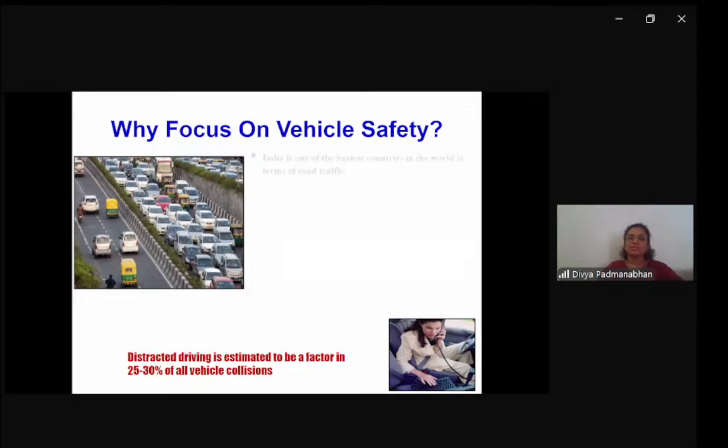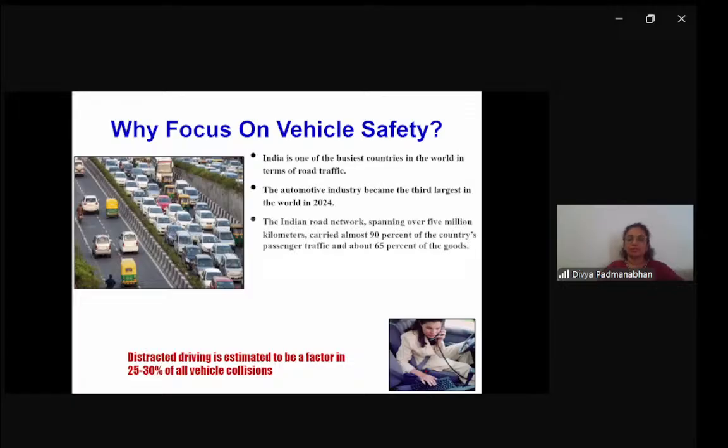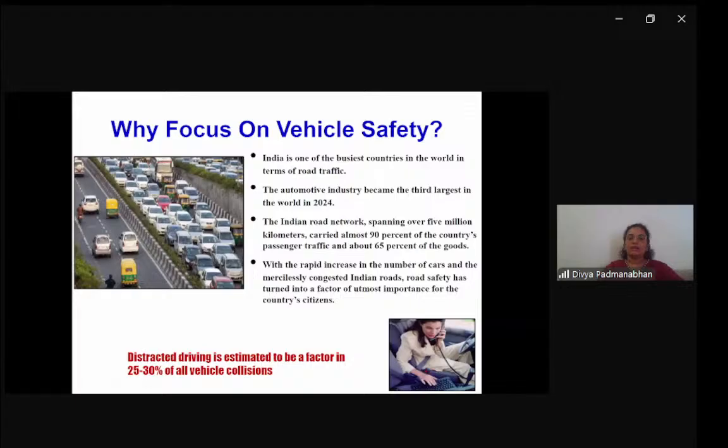I'm sure this is a scene which all of you identify very well. India has one of the busiest roads. The maximum traffic, if at all you get to see, would be on the Indian roads. And to top it off, the Indian automotive industry has also scaled up and now reached position 3 in the world. So, what is expected from this? We are expected to see still more traffic, still more vehicles on the road.